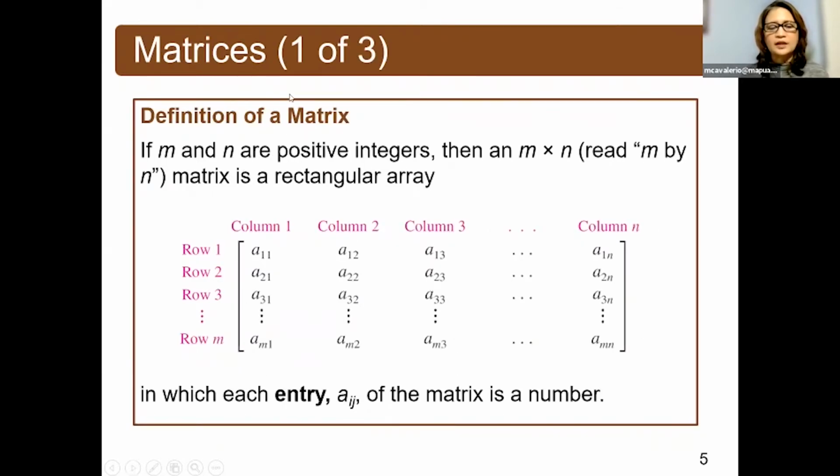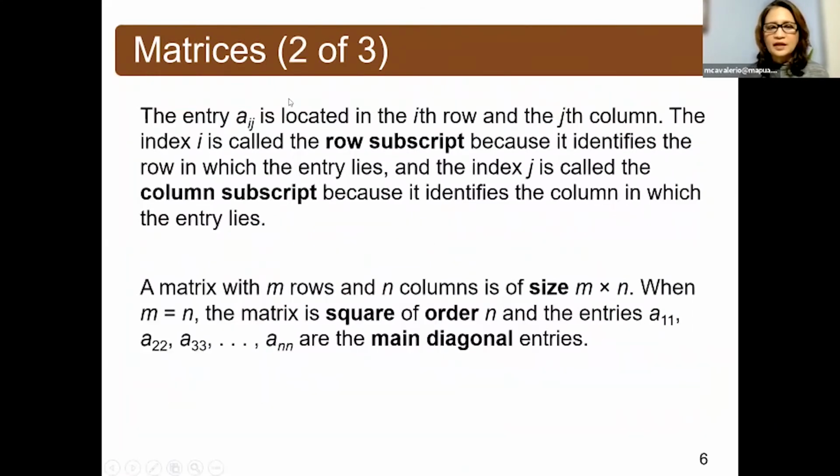Now, what is a matrix? If m and n are positive integers, then an m by n matrix is simply a rectangular array that consists of rows and columns, and in which entry a sub ij of the matrix is a number. The entry a sub ij is located in the ith row and the jth column. The index i is called the row subscript because it identifies the row in which the entry lies, and the index j is called the column subscript because it identifies the column in which the entry lies.